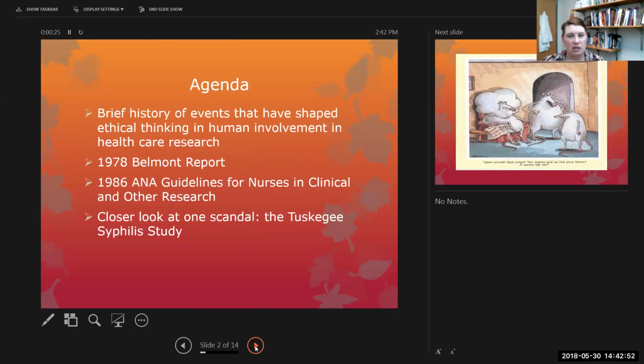Again, some of the things that we need to go over for this week is a brief history of the events that have helped shape our ethical human involvement in using healthcare research subjects. We will take some time and go over the 1978 Belmont Report. We will go over the 1986 ANA Guidelines for Nurses in Clinical and Other Research, and a closer look at a scandal from our history, the Tuskegee syphilis study. And again, you'll spend time this week watching Miss Evers' Boys.